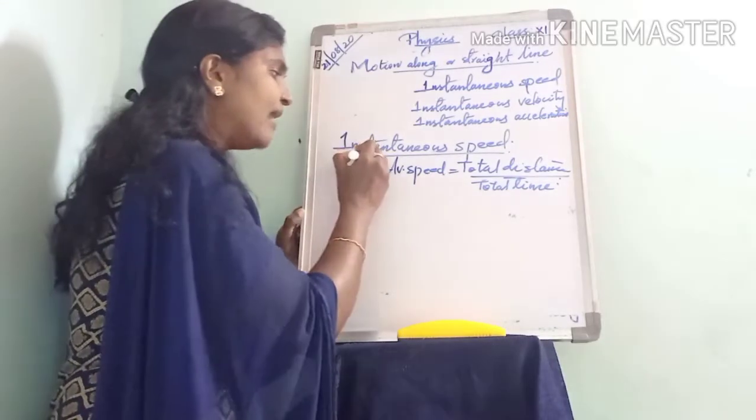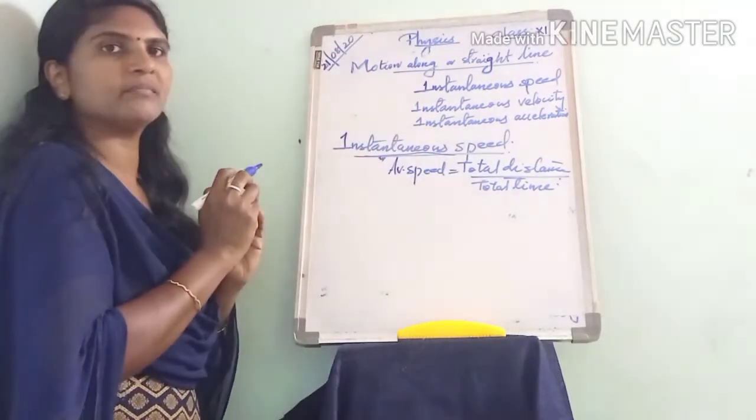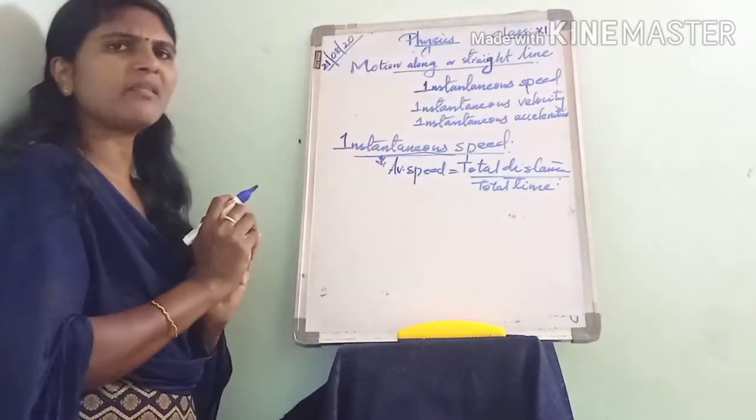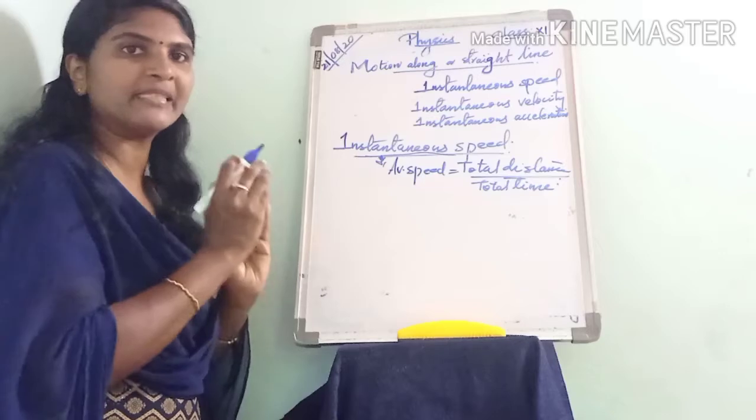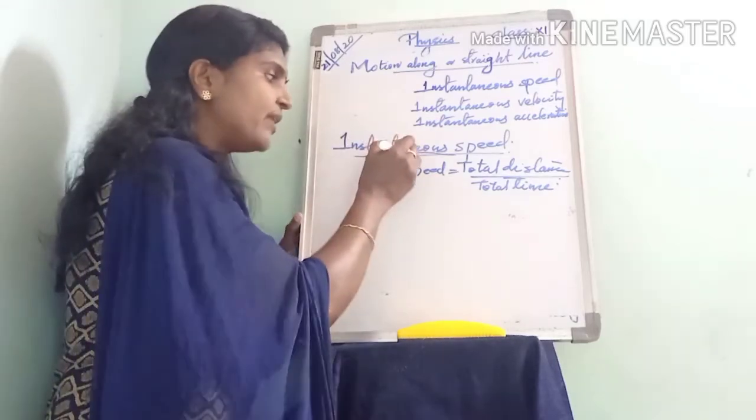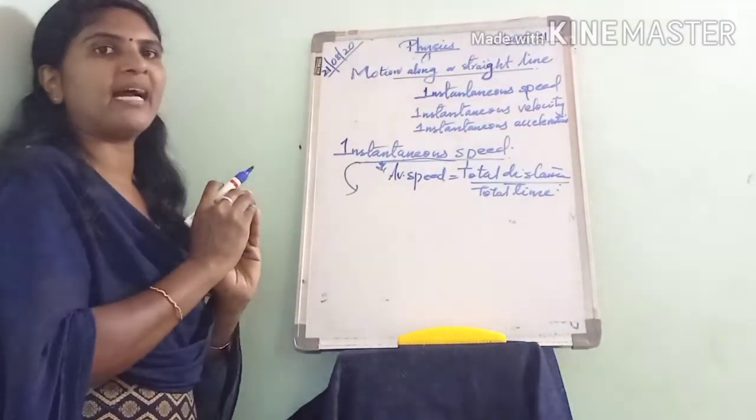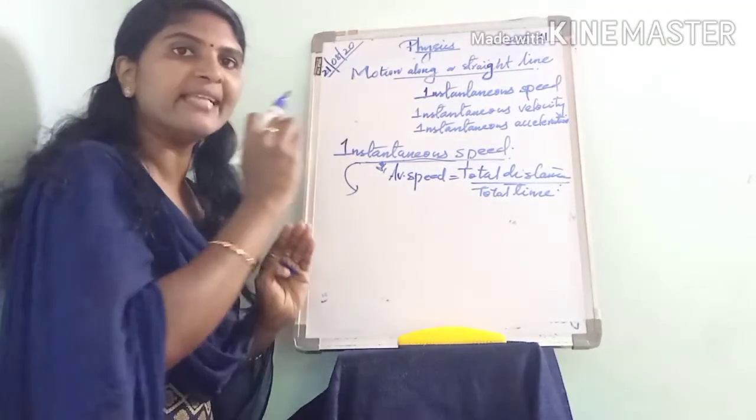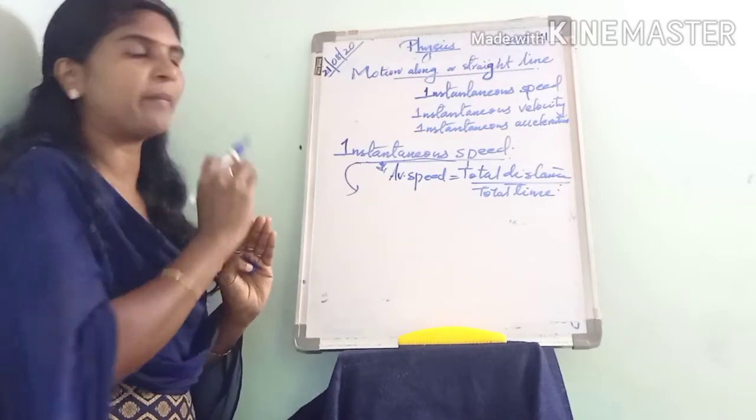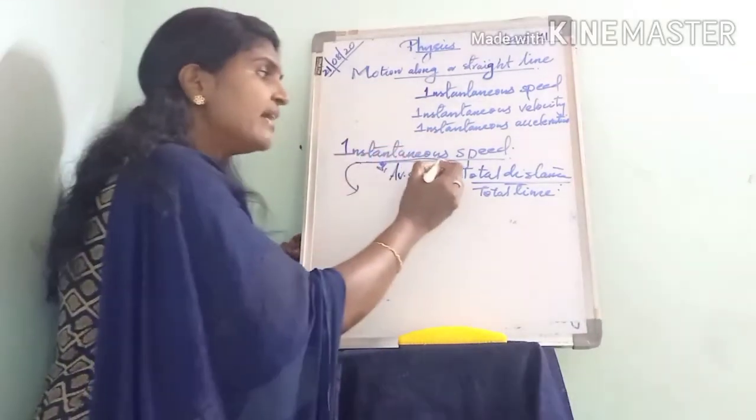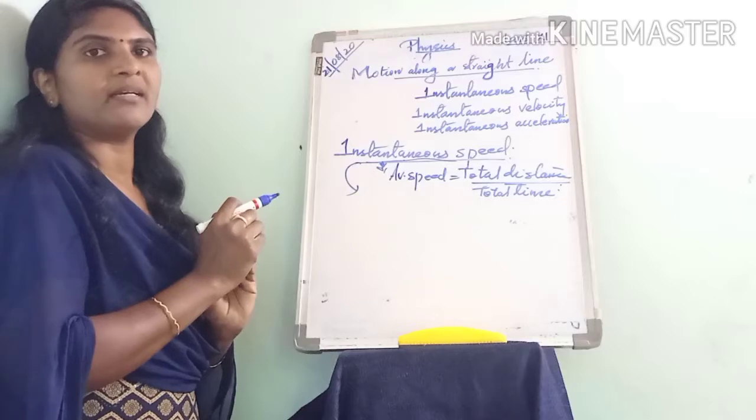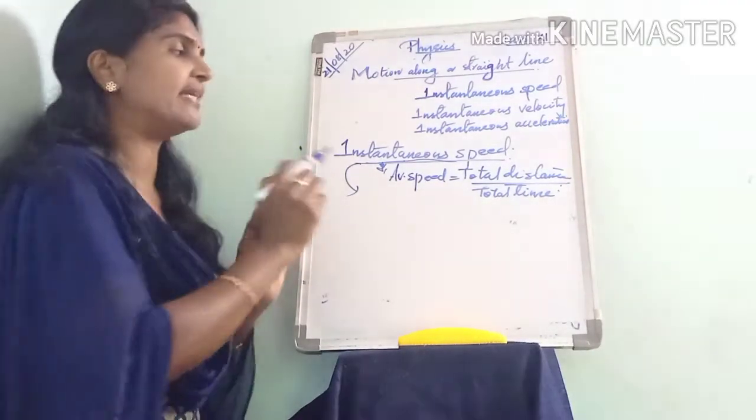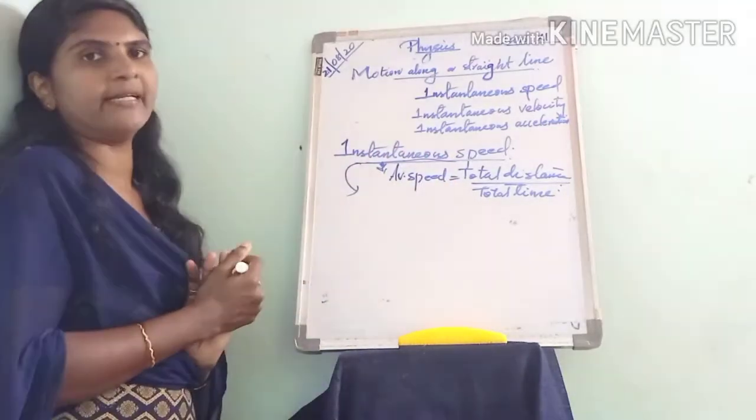Then here we have instantaneous speed. You know the meaning of instantaneous. What is meant by instant? Actually, it is a time interval or time gap. So the instantaneous speed is the speed of an object at a particular instant of time, or a particular time interval.